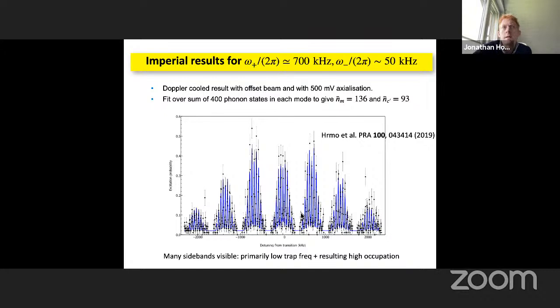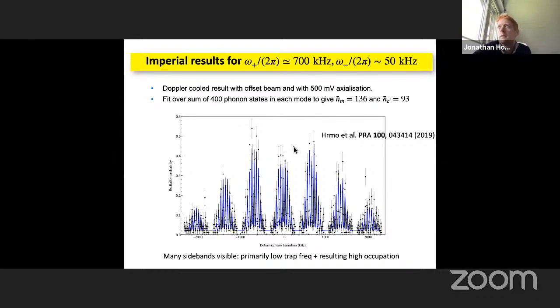So here is the set of transitions close to the carrier. Here's the first sideband of the cyclotron motion. Each of them is decorated with a number of resonances, and that's all the different sidebands of the magnetron motion, which is very low frequency. So what's happened here is that though you're thermalized, the temperature of these ions is reasonably high, okay? And so you're still seeing plenty of sidebands.